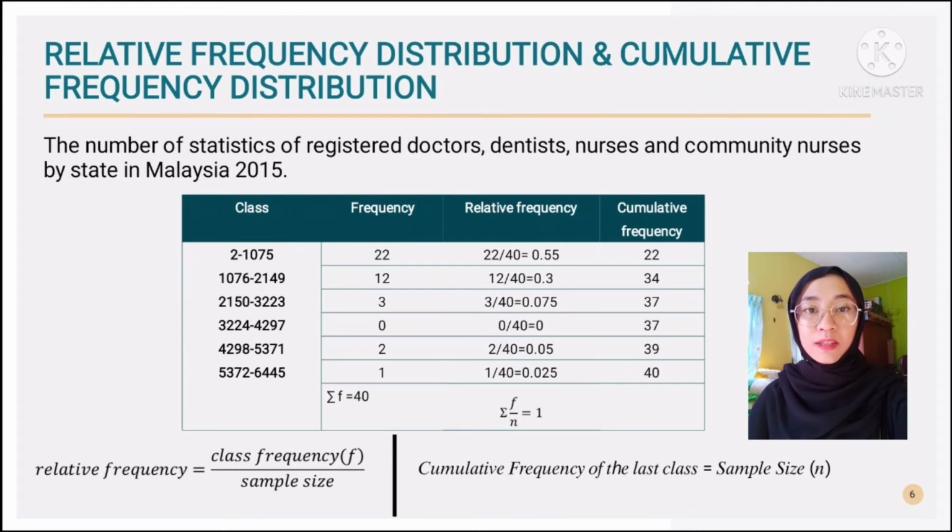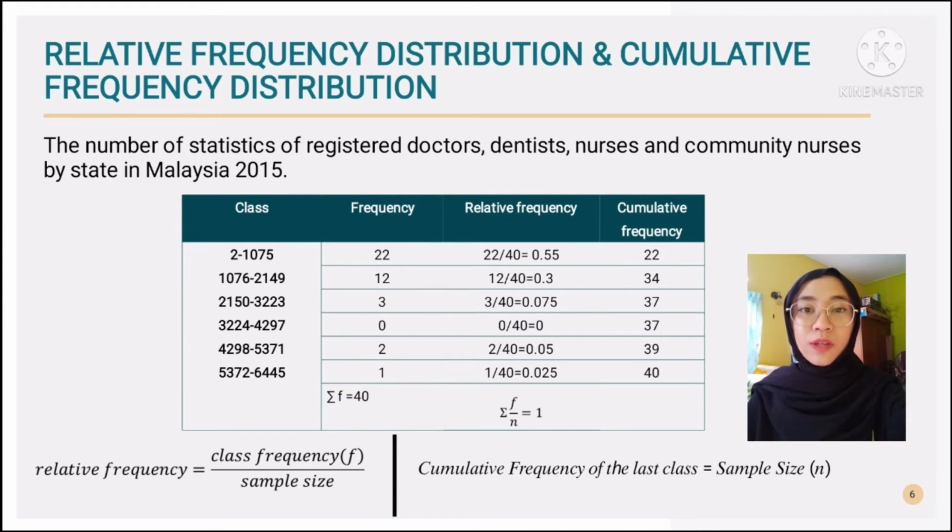Step 5 is the number of the tally marks for a class is the frequency for that class. This is tally and this is frequency. The total frequency of data is 40. The relative frequency distribution is the proportion or percentage of the data that falls in that class. To find the relative frequency of a class, divide the frequency by the sample size n, which we get 0.55, 0.3, 0.075, 0, 0.05, and 0.025.